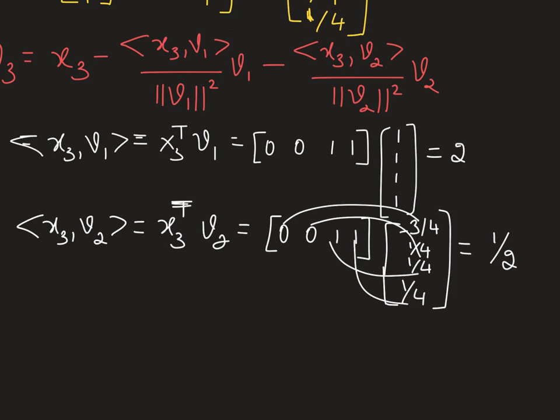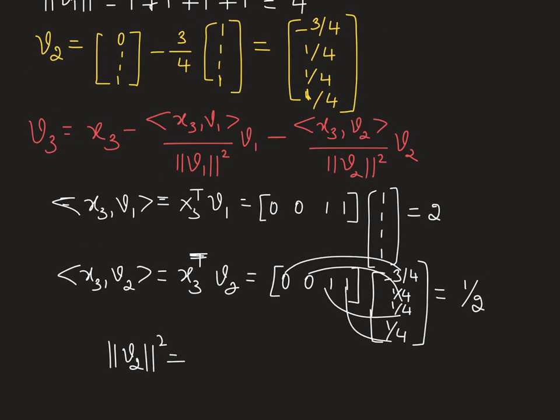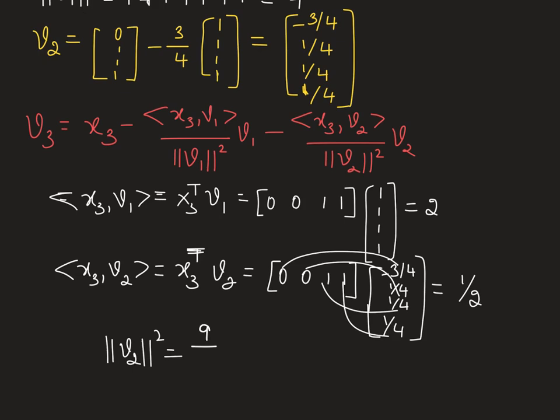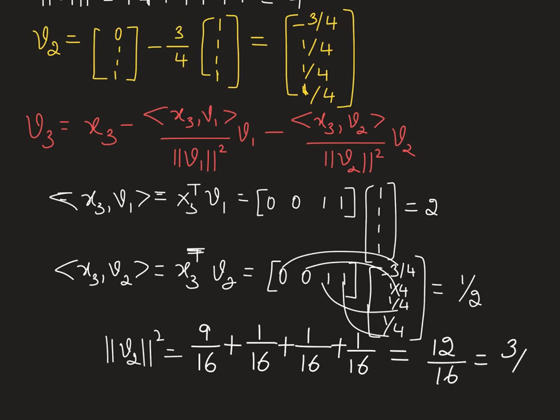Next, the norm of v1 squared is already done. So next we will go with the norm of v2 squared, where v2 is minus 3/4, squaring that gives 9/16, then 1/4 squared is 1/16, three times. So we square the elements of v2 and take the summation, we get 9 plus 3 is 12/16. So 12/16 can be simplified as 3/4.